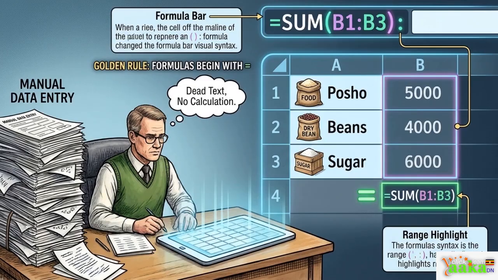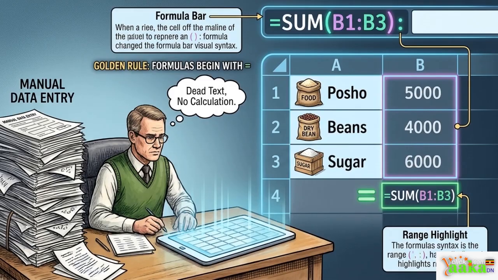This spreadsheet shows a tuck shop inventory. Column A lists items: pasho, beans, sugar, and column B lists prices, in B1, B2, and B3. If we type sum B1 to B3 into cell B4, nothing happens. The computer treats this as a normal word, not a command. Every formula must begin with an equal sign to trigger a calculation. Without it, the software just sees a label. Adding the equal sign transforms it into a functional formula.